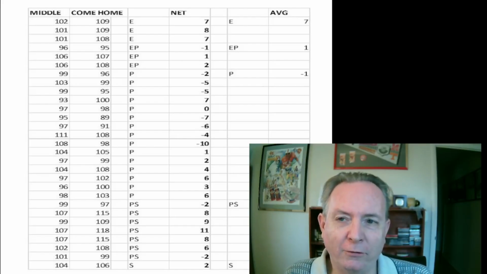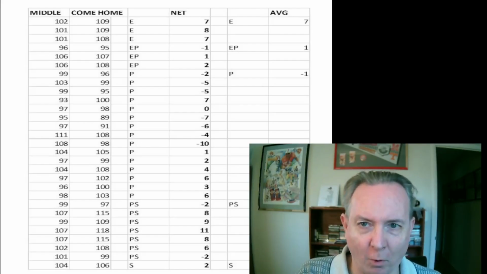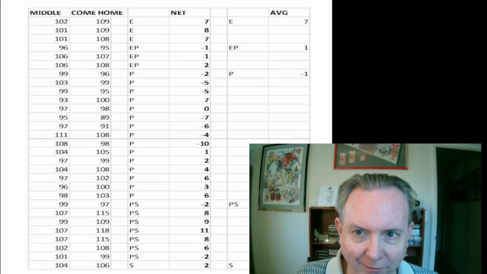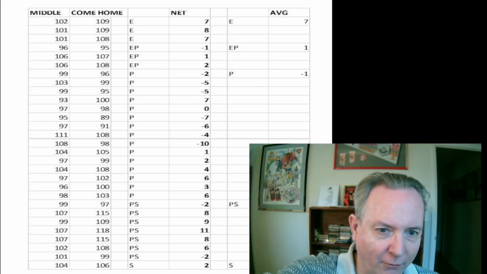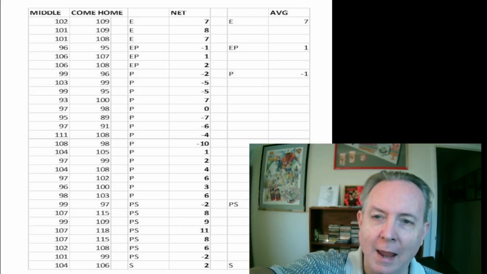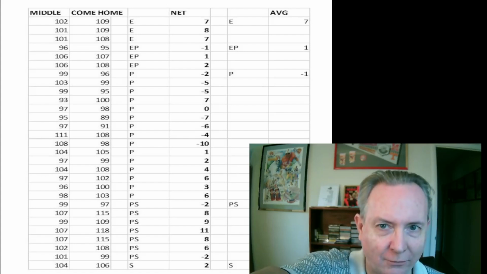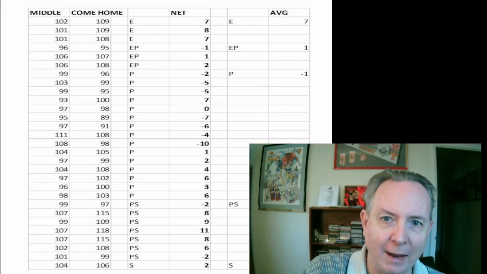What this chart does is take all the winning times of the horses. And when I talk about times, I'm talking about using my system of developing a par number for both the middle fraction and the come home fraction. I've typed those in. I've got the running style right next to the numbers: E, EP, P, PS, and S. And then I've got the net number.